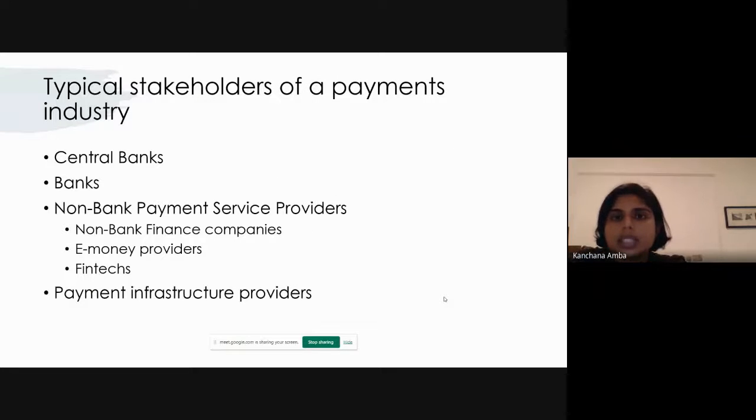The typical stakeholders in a payment industry are central banks, banks, then non-bank payment service providers, like the finance companies, then e-money providers, like the mobile operators. Then you have the new category called the fintechs, right? I think we discussed this word last time. Would anyone like to quickly say what a fintech is, just so that we remind ourselves what it is?